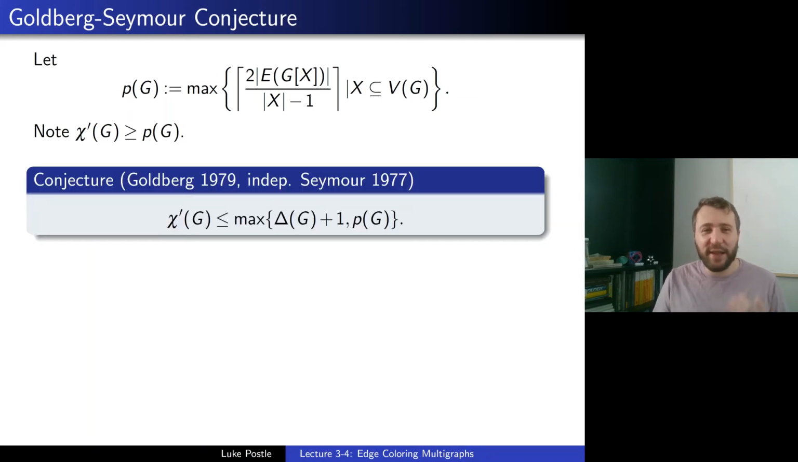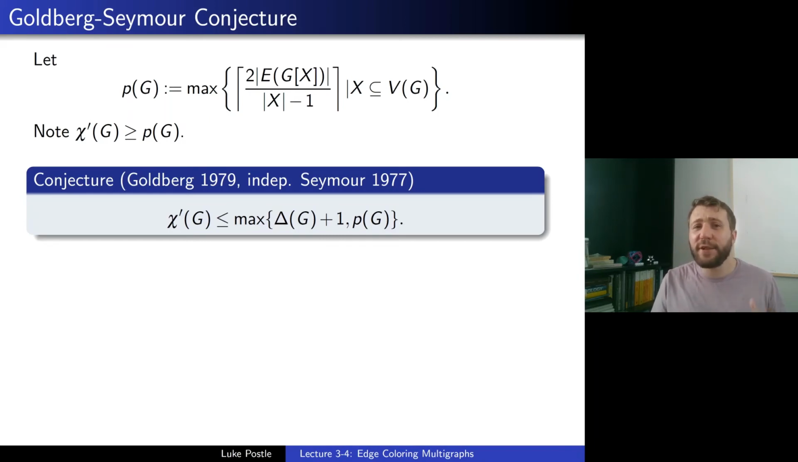And then here's this really beautiful conjecture by Goldberg and independently Seymour in the 70s, which says that chi prime for a multigraph is always at most the max of delta plus 1 and p. Right, so delta plus 1, that's our upper bound from Vizing's. Remember, it's NP-complete or hard to tell between delta and delta plus 1. But what is it saying? It's saying for multigraphs, actually, you either get the delta plus 1 bound as an upper bound, or there's a reason why it doesn't color.